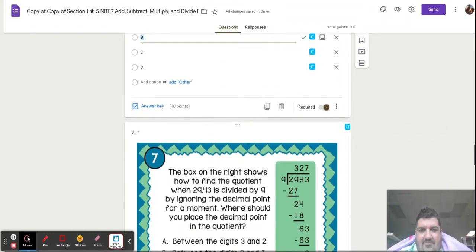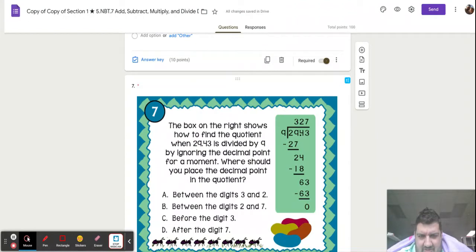Yes, I'm undefeated. All right, so here we go. The box on the right shows the same problem. So how many times is 9 going into 29? That's going to tell me how many wholes my quotient has to have. So 9 goes into 29 3 times. So the decimal point is going to go between the 3 and the 2, which is A.